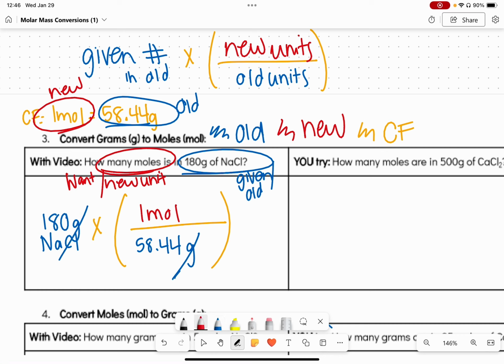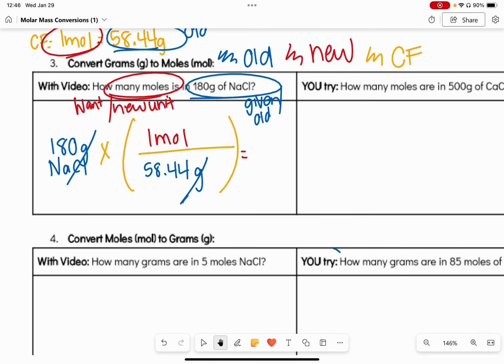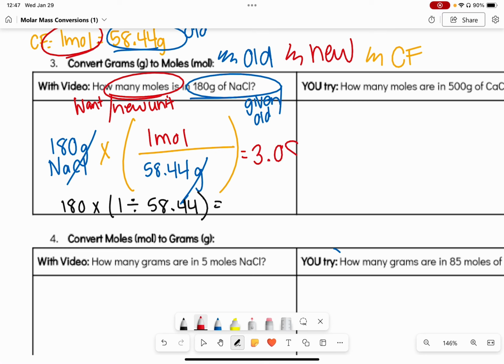You can go ahead and pause to put this in your calculator. If you're not sure how to put it in your calculator, you can continue watching. So 180 times parentheses top divided by bottom. So 1 divided by 58.44 grams. Parentheses, enter. Your answer to this question is going to be 3.08 moles NaCl. Make sure you put both moles and the substance because you need to know what that number is representing.